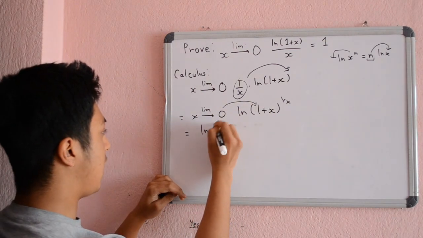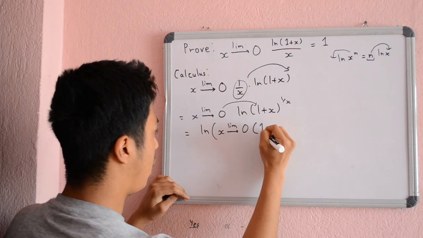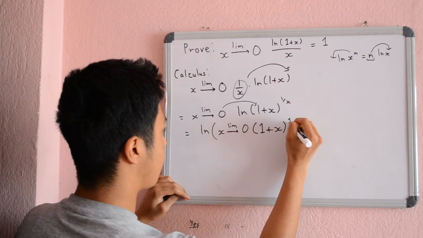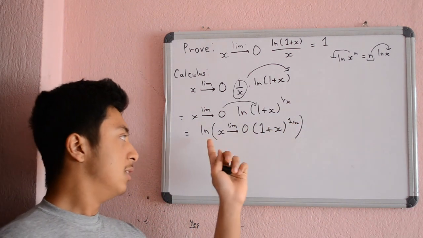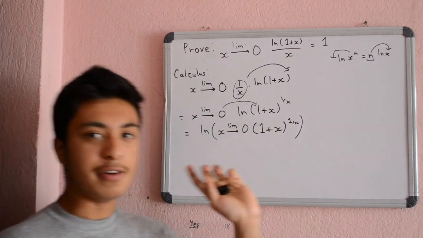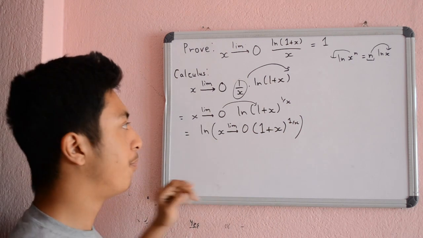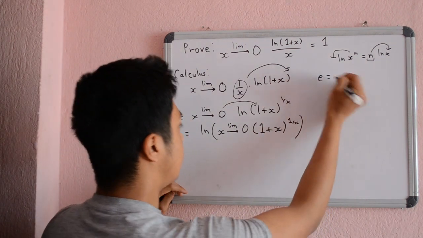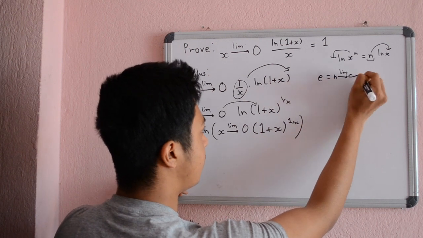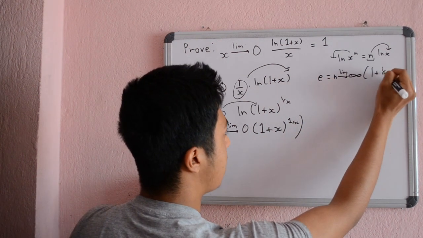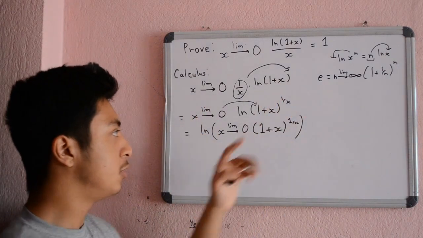So this becomes ln of the limit as x approaches 0 of (1 + x)^(1/x). Now, inside of the log, this limit seems very familiar. Well, this is in fact equal to e. The famous definition is the limit as n approaches infinity of (1 + 1/n)^n.